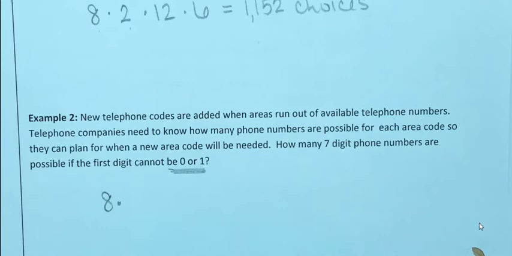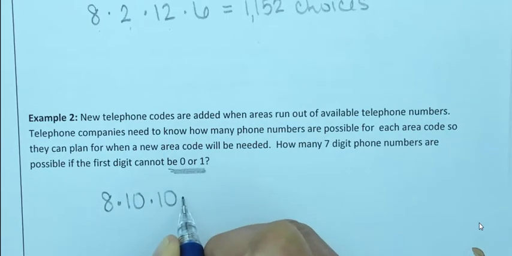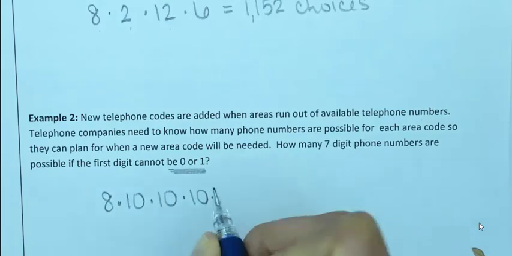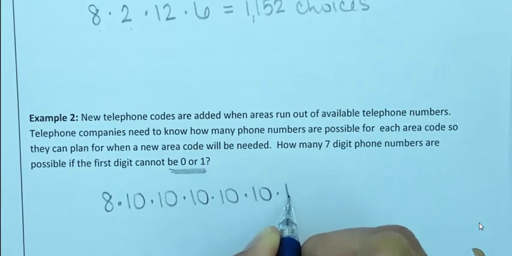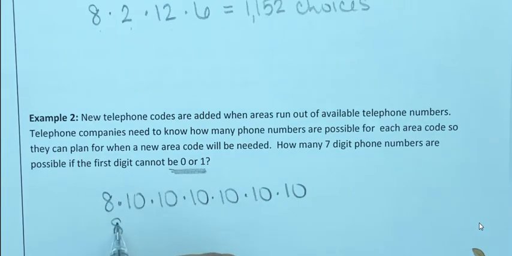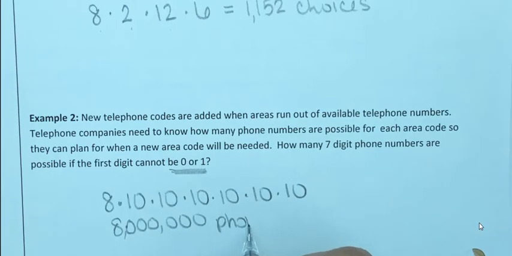Well, my second choice, because the rest of the digits, the rest of the 7 digits, can be any of the 10 digits. There can be a 0, there can be a 1. So the second number can have 10 potential possibilities. The third number, 10 potential possibilities. The fourth number, 10 potential possibilities. Fifth number, sixth number, seventh number. So I've got an 8 here times, really, this is 1, 2, 3, 4, 5, 6 zeros. So really it's going to be 8 followed by 6 zeros. So I've got 8 million different phone numbers.